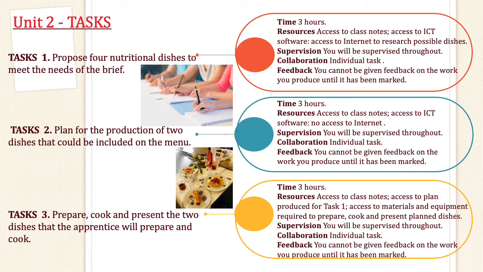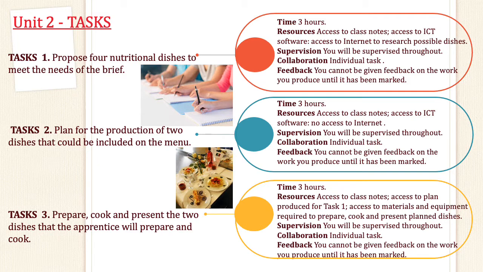The second task is the planning of the production of 2 dishes that could be included on the menu. You will have 3 hours to complete this in. You'll have access to class notes, access to ICT software, but no access to the internet. You'd have been expected to have done all the research beforehand. You will be supervised throughout, and this is also an individual task. You cannot be given feedback on the work you produce until it has been marked.